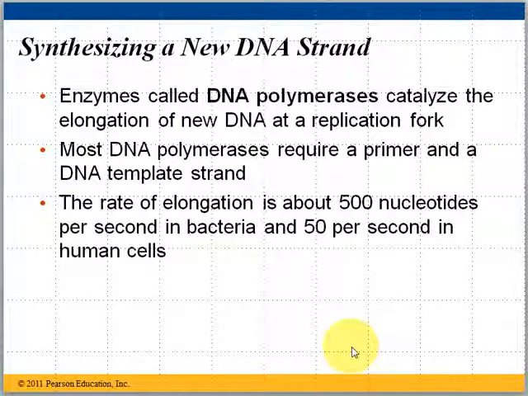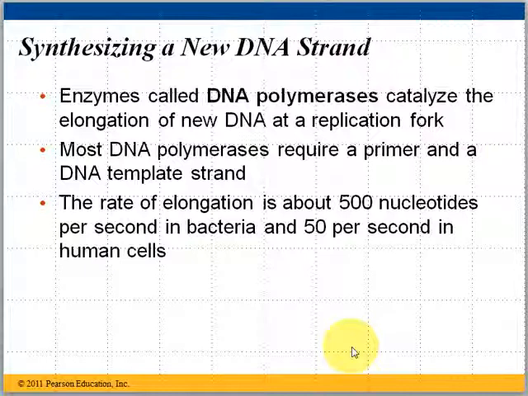So as we mentioned, the enzyme that actually creates a new strand of DNA is called DNA polymerase. It catalyzes the elongation of the new DNA right there at that replication fork. Most DNA polymerases require some sort of primer or starting point, and in this case, that's a little short section of RNA made by primase.